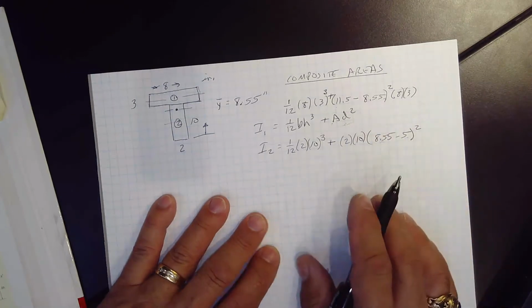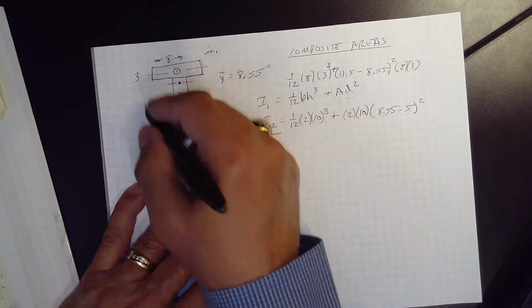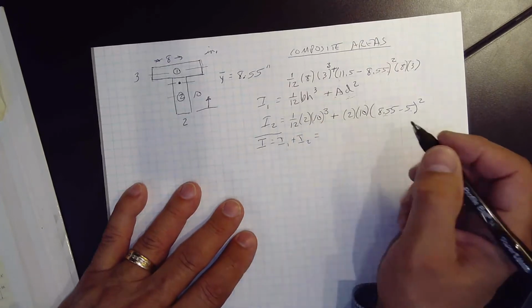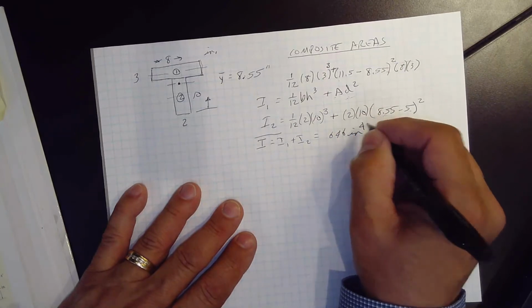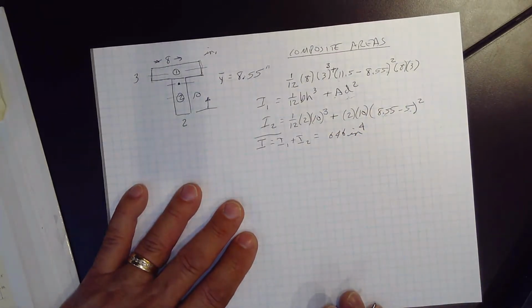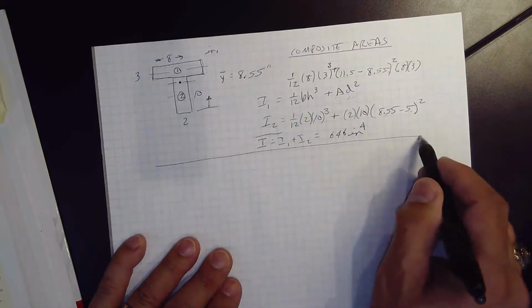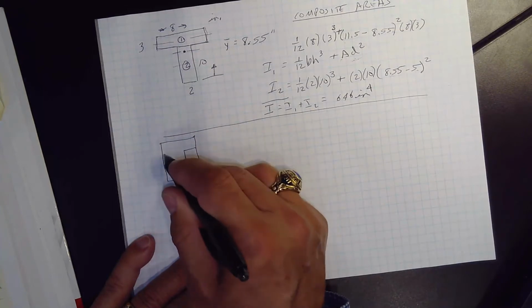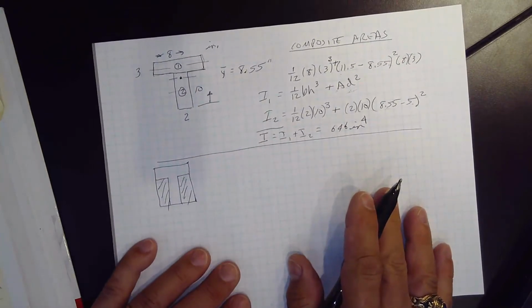When you add these two together, I of this cross section is going to be equal to I1 plus I2, and that's equal to 646 inches to the fourth. Okay? Now, once again, we could have done this the other way. We could have taken our block and subtract out these two areas, and you will get the same answer.